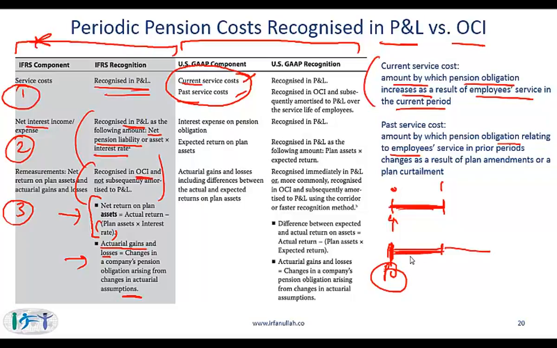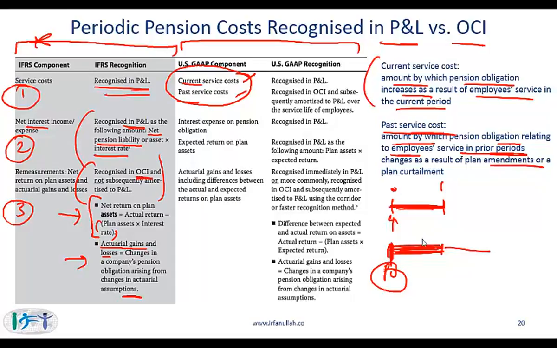Is there going to be a change in the pension obligation? There is, and that is referred to as the past service cost. So I'll just read this again. The amount by which the pension obligation relating to employees' services in prior periods changes as a result of plan amendments or plan curtailments made in a particular period.